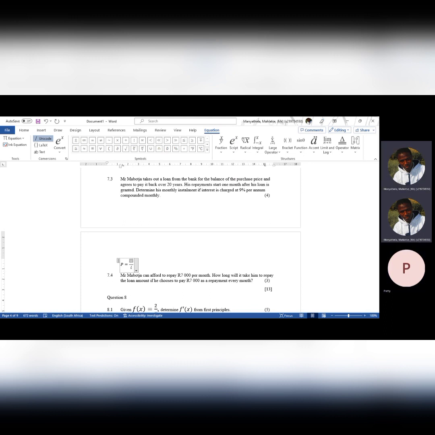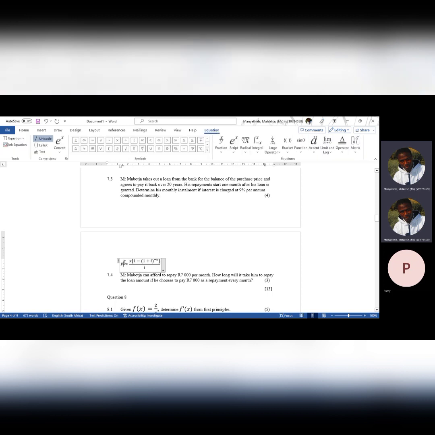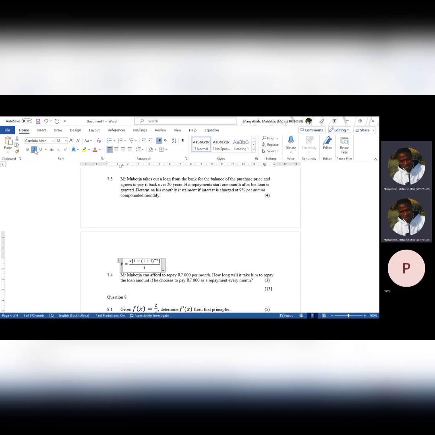P equal to X, and then square bracket, 1 subtract open bracket 1 plus i, close bracket to the exponent negative n, square bracket. So this is the formula that we use when we are dealing with a loan, using the present value method.